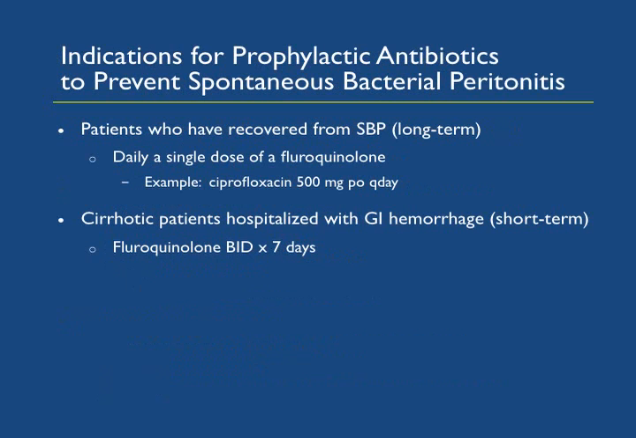There are also indications for giving patients prophylactic antibiotics to prevent spontaneous bacterial peritonitis. These include patients who have recovered from an episode of SBP. Long-term, they can be given daily a single dose of a fluoroquinolone, for example, ciprofloxacin 500 milligrams a day. In addition, cirrhotic patients hospitalized with any gastrointestinal hemorrhage should in the short term be given a fluoroquinolone twice a day for 7 days to prevent in-hospital infections, including SBP.